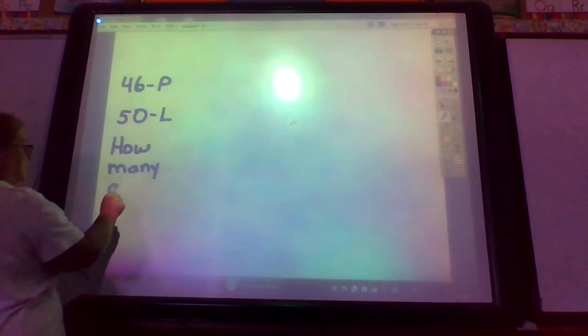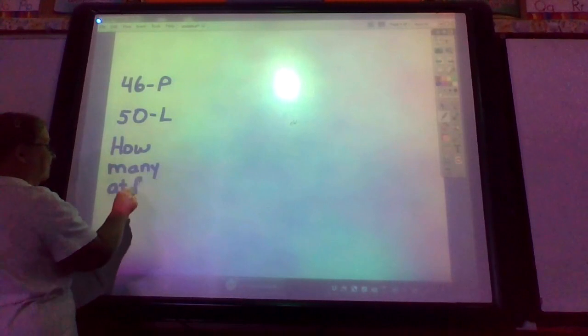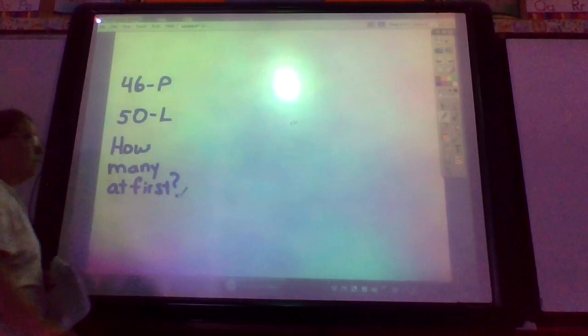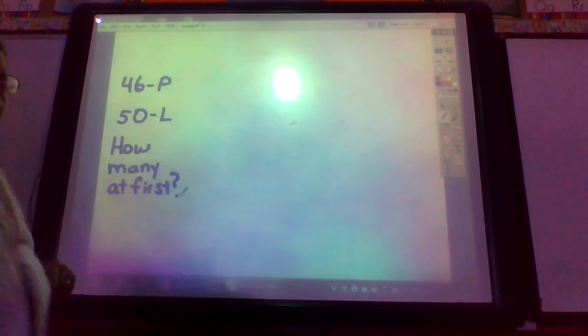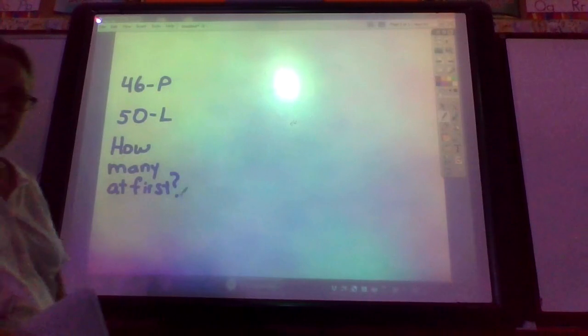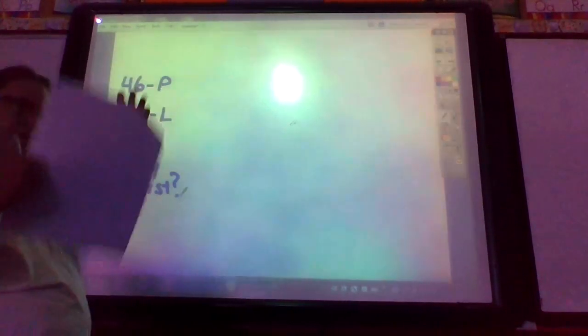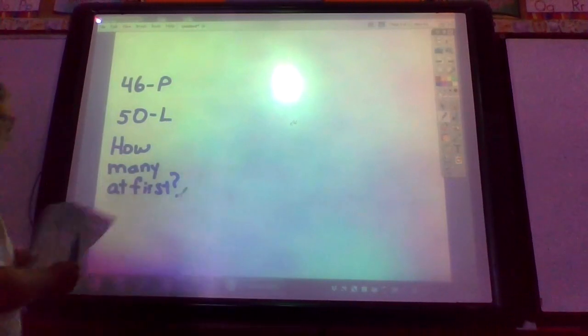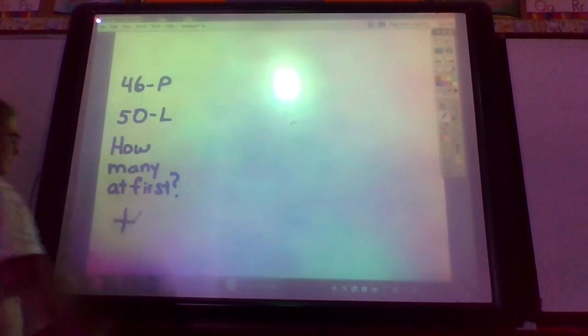at first? So how many did he start with? How many were on the tree before he started picking? Well, if he picked 46 and there was 50 left, we know we have to get a number that's bigger than either of these two numbers. Because I have to have a number that's bigger to pick some from. So we're going to have to add today.